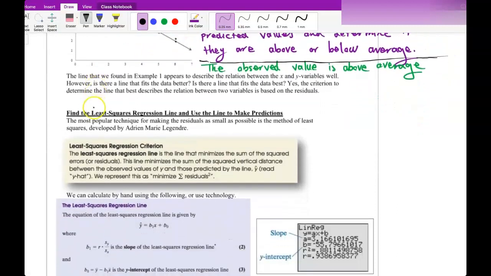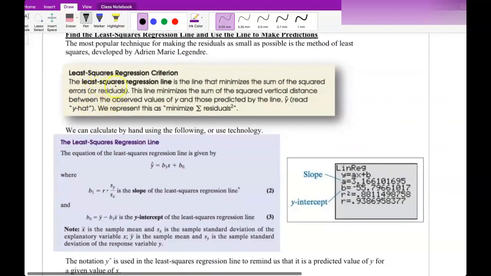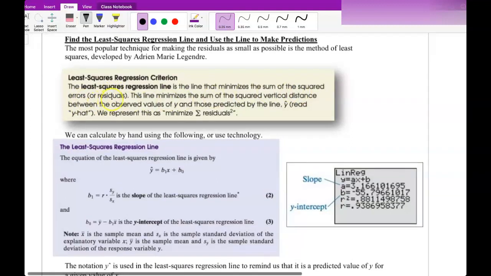Okay, next part, least square regression line. What is that? The least square regression line is a line that minimizes the sum of the square errors or residuals. So this minimizes our residual. This line minimizes the sum of squared vertical distance between the observed values of y and those predicted by the line y hat. So we use y hat for that. We represent this as minimize the sum of residuals.